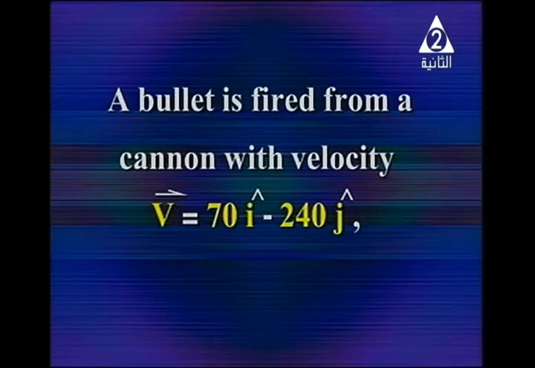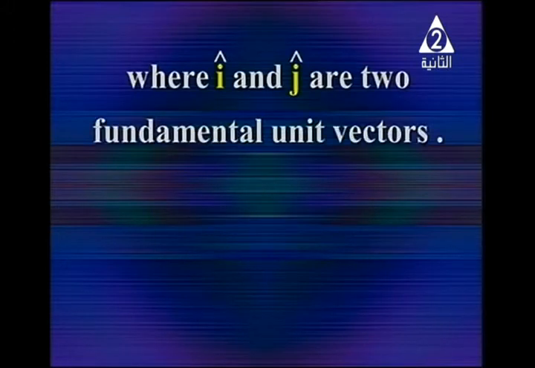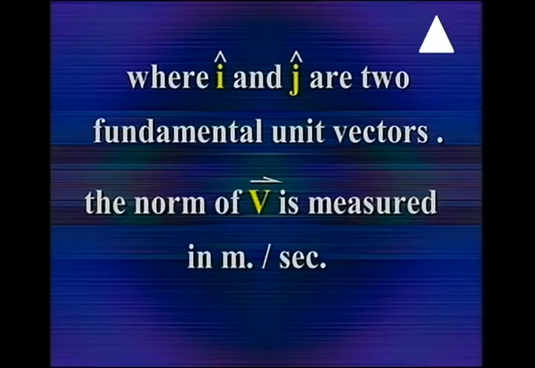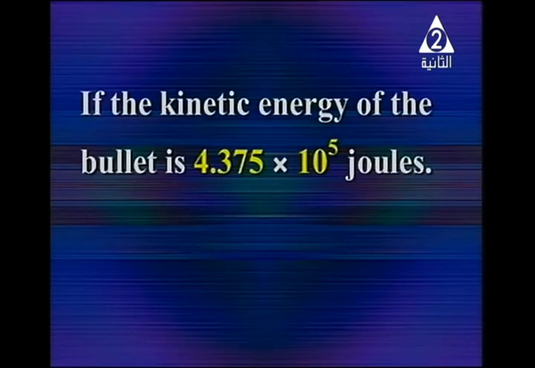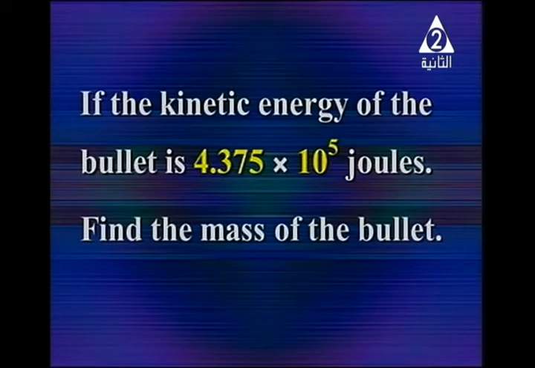A bullet is fired from a cannon with velocity vector v equals 70 i vector minus 240 j vector, where i and j are two fundamental unit vectors. The norm of vector v is measured in meters per second. If the kinetic energy of the bullet is 4.375 times 10 to the power 5 joules, find the mass of the bullet.